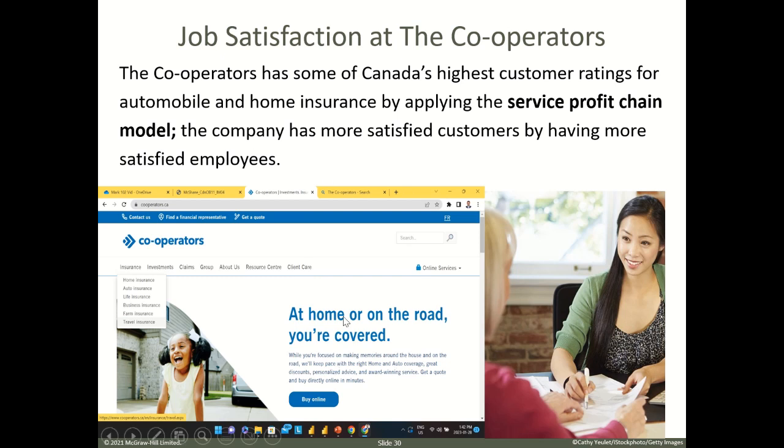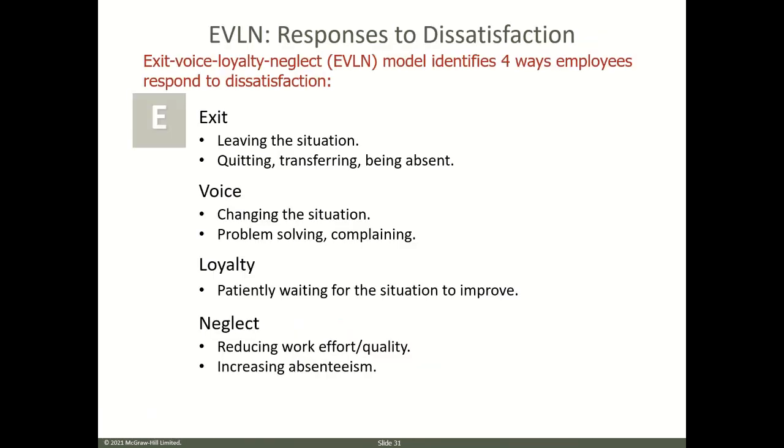So now this is the website that you can see that I have grabbed from Google, and this is the name of the website, cooperators.ca. The Cooperators has some of Canada's highest customer ratings for automobile and home insurance by applying their service profit chain model. Service and profit, two words. It means the serving by the employees and the customer happy, and that will generate the profit. The company has more satisfied customers by having more satisfied employees.